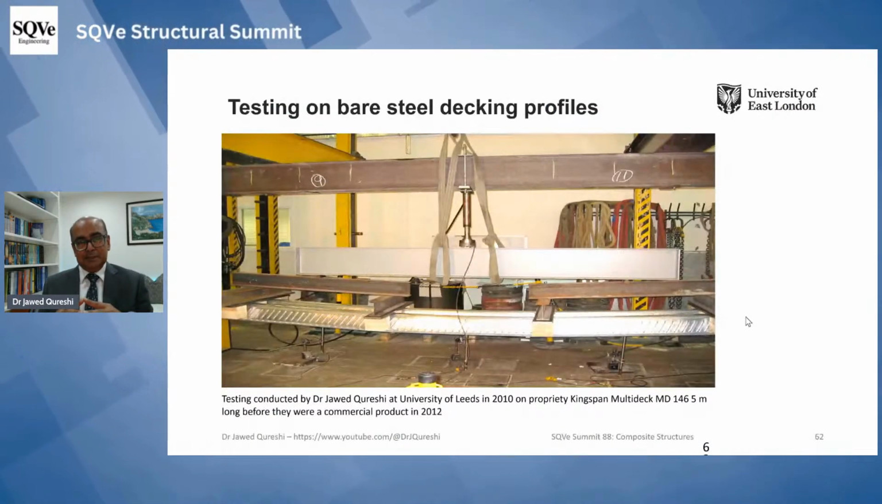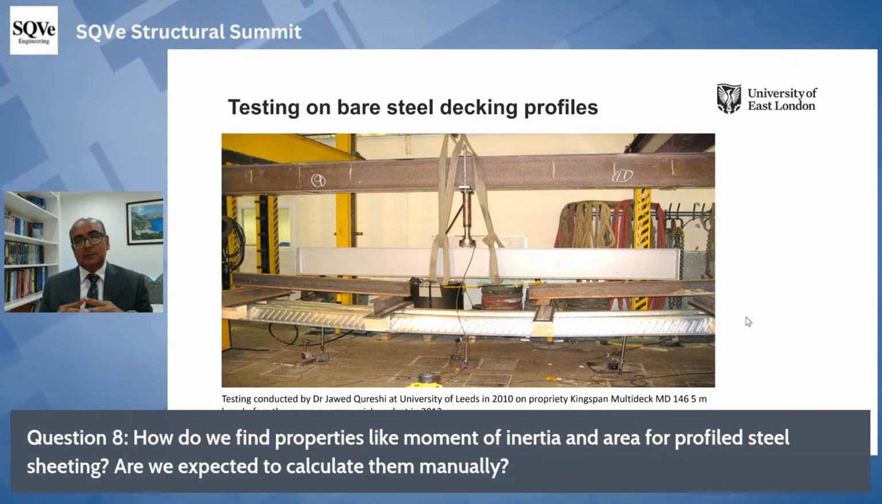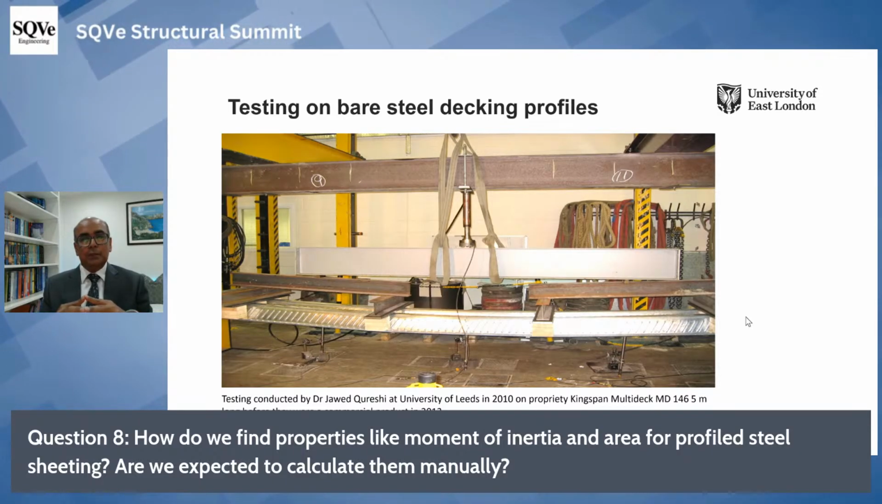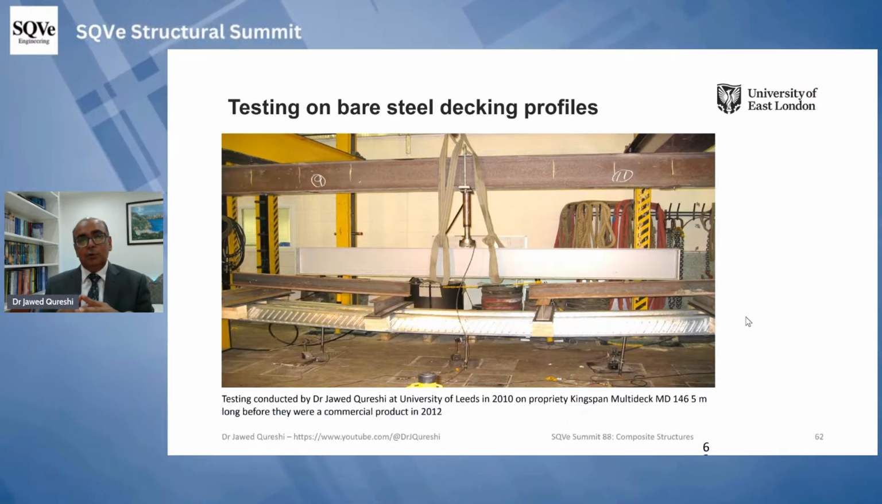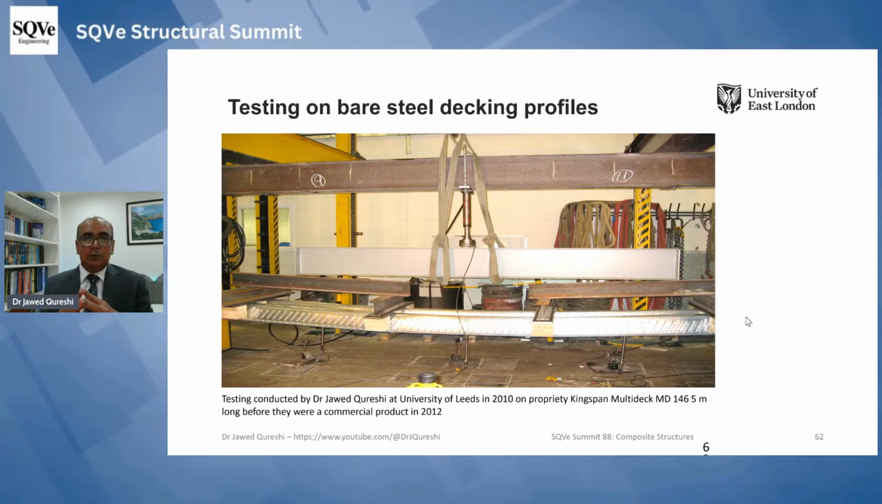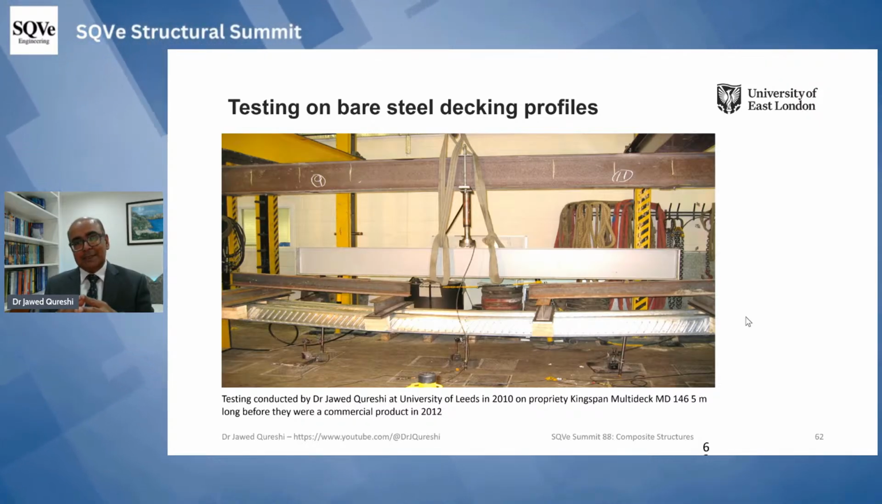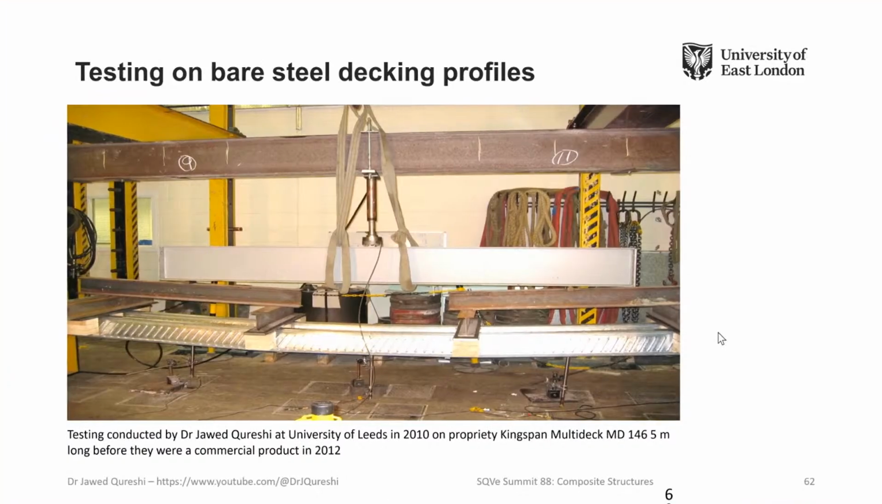Most of these properties are provided in manufacturer guidelines. And the reason is that these sheetings undergo a lot of deformation and they undergo buckling as well. So we don't know how to work them out easily, but I have a sample calculation to find out effective properties of sheeting. But most designers will depend on manufacturers' guidelines.